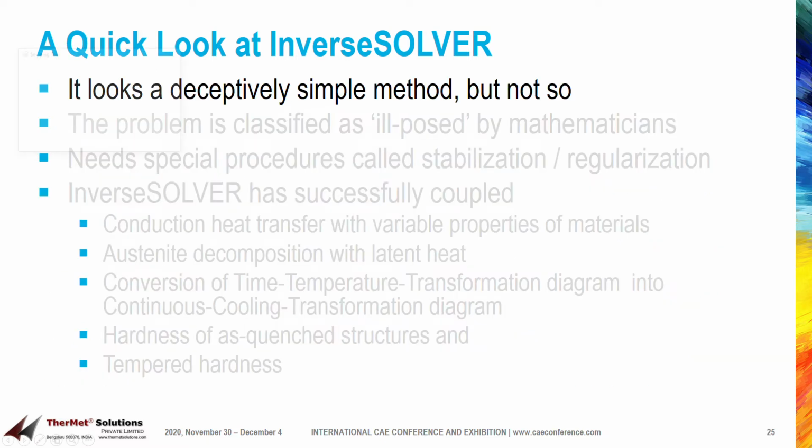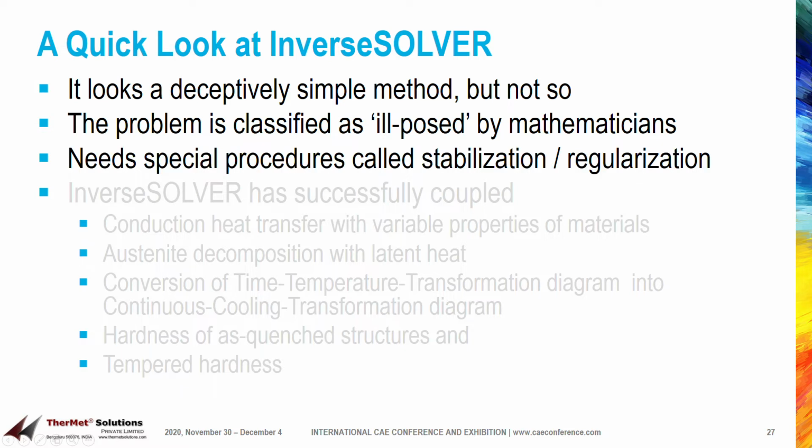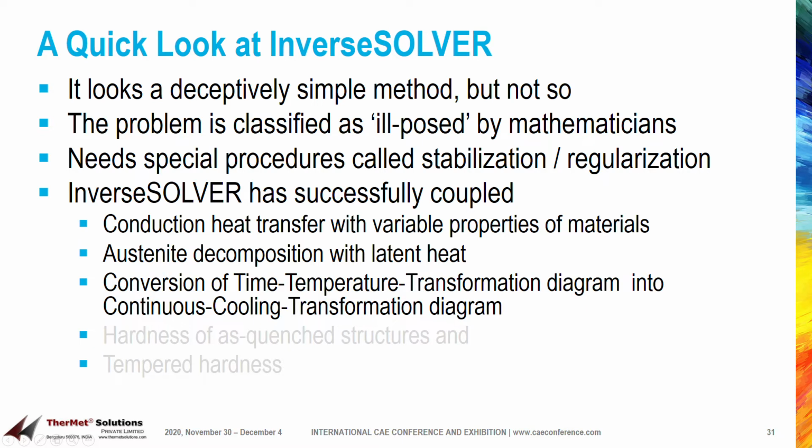Though the solution looks simple, mathematically it is not so, as the problem is classified as ill-posed, and therefore it requires special procedures called stabilization or regularization. InverseSOLVER addresses these issues related to conduction heat transfer with variable properties of materials, transformation of austenite during heat treatment with latent heat, conversion of TTT diagram into CCT diagram, hardness of quenched microstructures, and tempered hardness. It is thus especially applicable for estimation of heat transfer coefficient during quenching heat treatment.